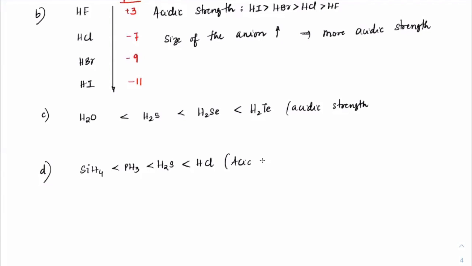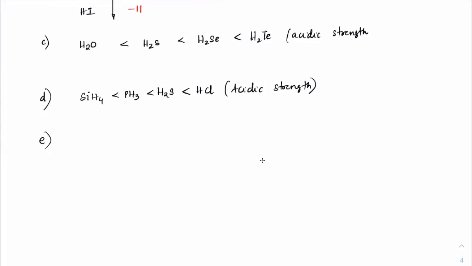So acidic strength will increase from left to right. Always remember, in a periodic table, left to right, the acidic strength will increase. Down the group, acidic strength increases. Now, suppose you have alkanes to compare, like CH3-CH3 ethane, CH2=CH2 ethene, CH≡CH.